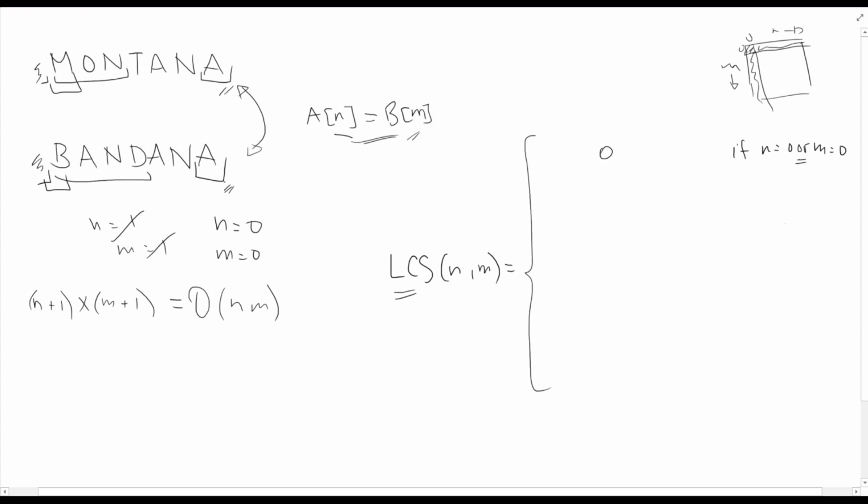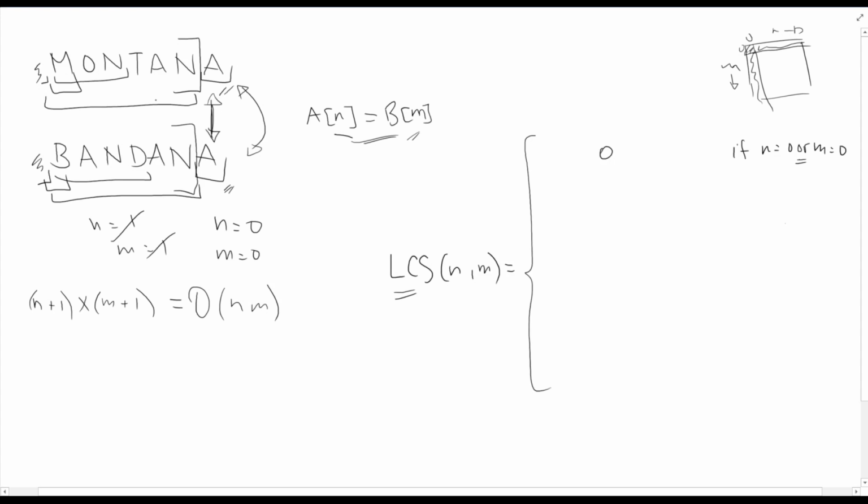If they're equal to each other, then what that means is we could use them in our longest common subsequence. And in fact, if we could find a longest common subsequence that only used the characters here from Montana and only the characters from bandana, well, however long that was, whatever sequence it was, we could add the a to the end and make it one longer.